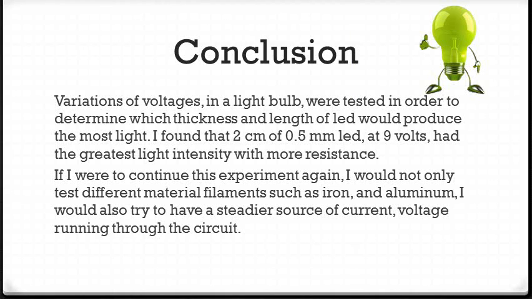So in conclusion, variations of voltage in the light bulb were tested in order to determine which thickness and length of lead would produce the most light, and I found that 2 centimeters, 0.5 millimeters, at 9 volts had the greatest amount of light being emitted. If I were to continue this experiment, not only would I test different filaments such as iron and aluminum, I would also try to have a steadier source of current voltage running through this circuit, because that was also a contributing factor to how bright the light bulb was.